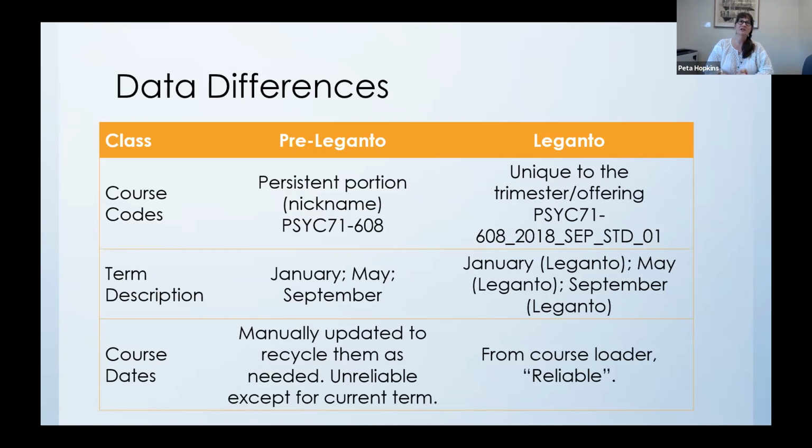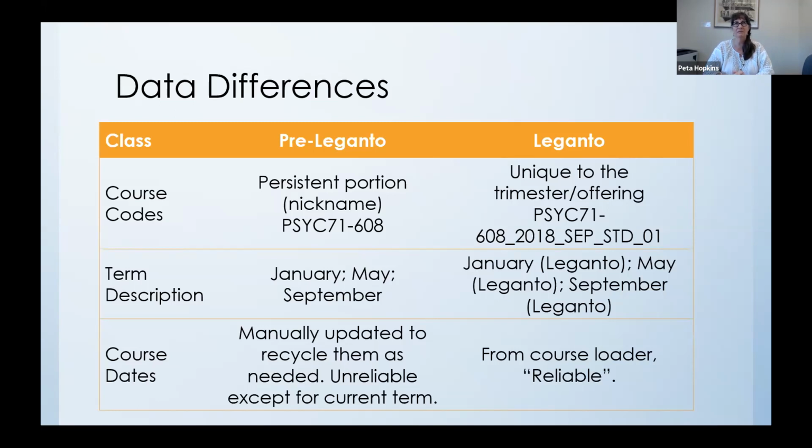And then in terms of the course dates, pre-Leganto, as I mentioned, they were manually updated and we didn't really have any critical need to worry too much about them as being reliable or not. Post-Leganto, it is far more important to us. I've put "reliable" in inverted commas there because while we rely on them and they're pretty accurate, they're not an exact indicator of when students engage with those courses.